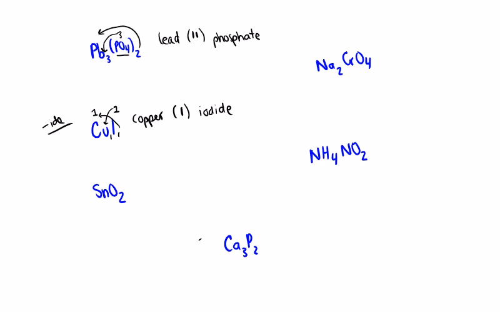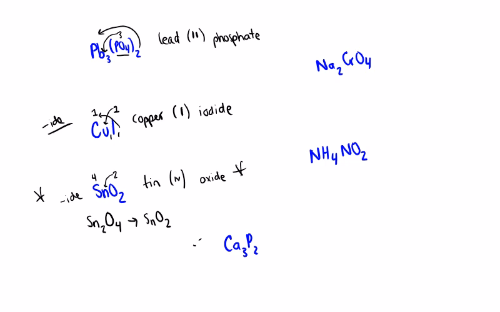SnO2. Sn stands for tin. I need Roman numerals. This is also binary, so it's going to end in IDE. So when we look for Roman numerals, start with oxygen. Oxygen always has a 2 as an oxidation number. There is no 2 there, so this has been reduced. So tin had to be a 4. So again, just to prove it, Sn2O4 reduces to SnO2. Okay, so remember, reducing your formulas can make this tricky.